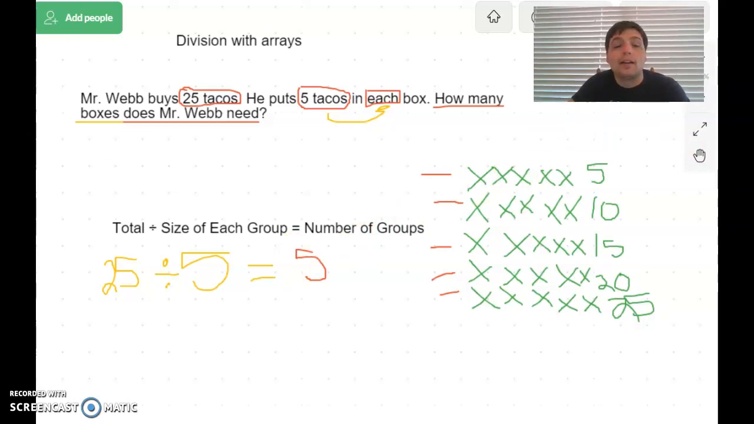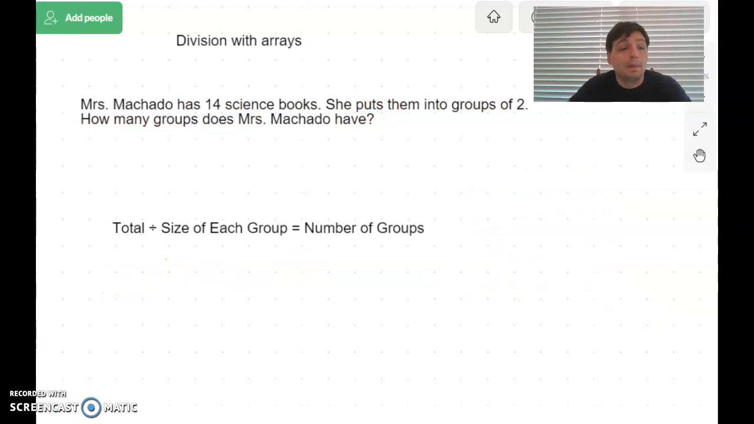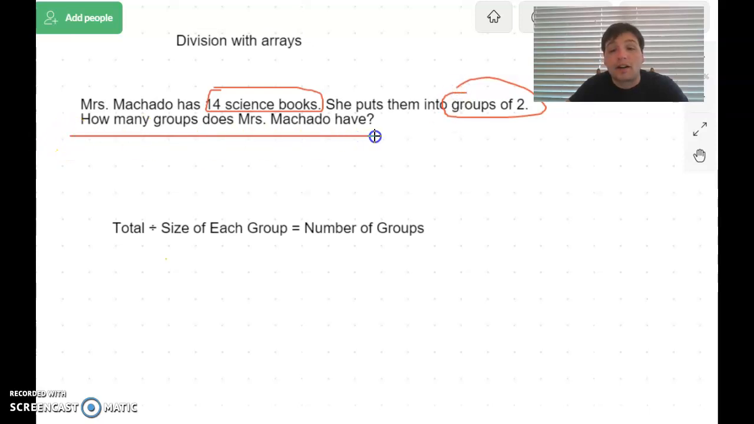Let's try another one. So here's our next problem. Mrs. Machado has 14 science books. She puts them into groups of 2. How many groups does Mrs. Machado have? Well, we can start by looking at our problem. I know I have 14 science books all together. She's putting them into groups of 2. And I want to know how many groups does Mrs. Machado have?